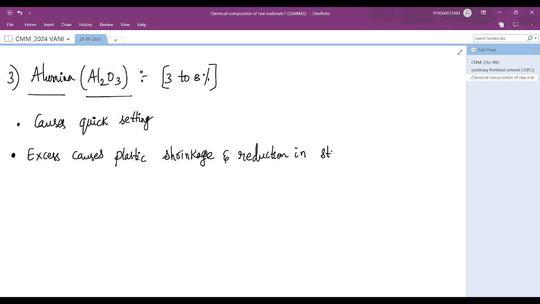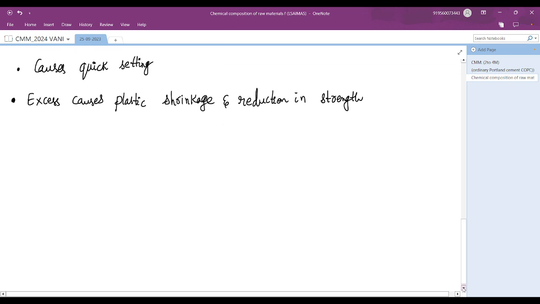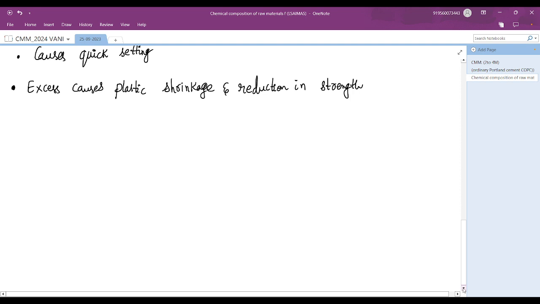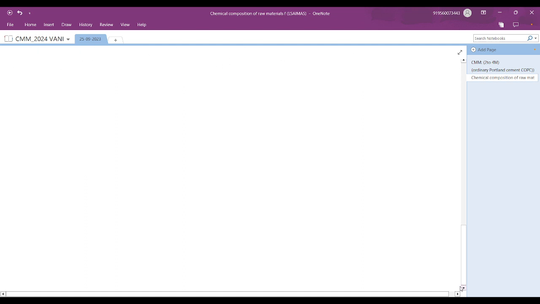So how does the excess of alumina cause plastic shrinkage and reduction in strength? Let us try to understand. The main function of alumina in cement is to cause quick setting. As I explained earlier, setting is nothing but the time taken to lose the plastic nature of the cement when it is mixed with water. For getting the strength of cement, water is to be added, known as hydration. Hydration of cement is mandatory for the development of strength.